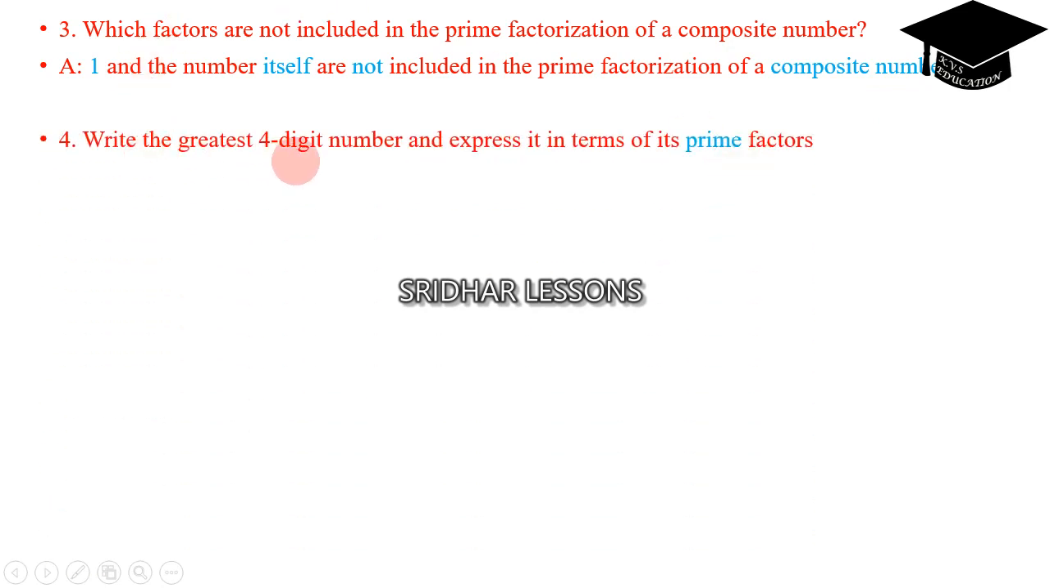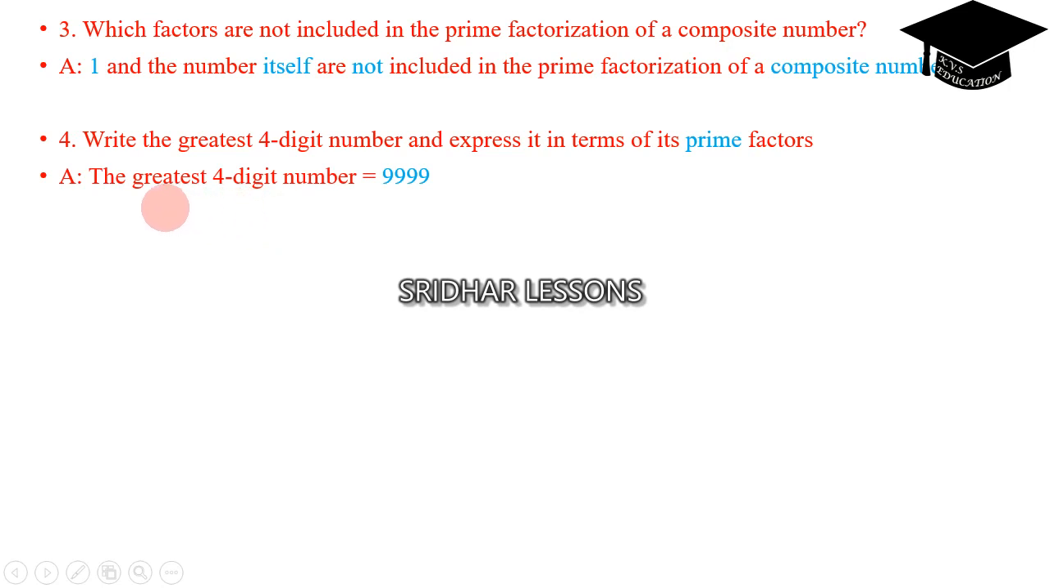Write the greatest 4-digit number. What is the greatest 4-digit number? The greatest 1-digit number is 9, the greatest 2-digit number is 99, the greatest 3-digit number is 999, and the greatest 4-digit number is 9999. And express it in terms of its prime factors.